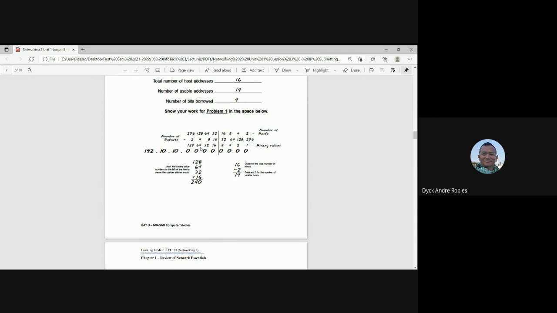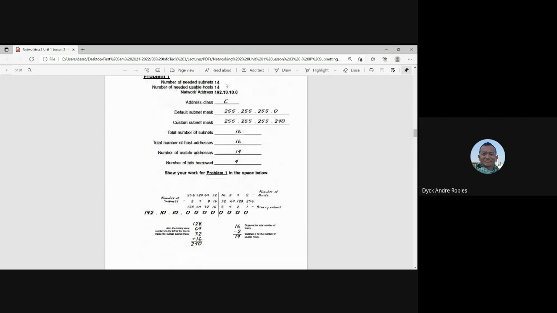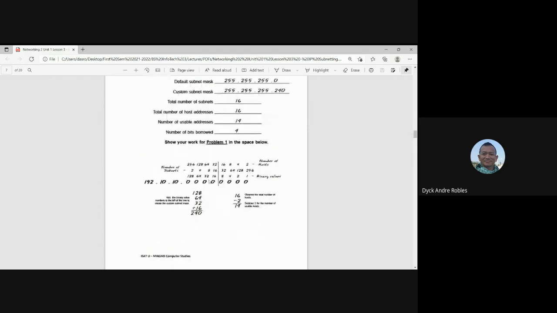Okay. So how do we solve our problem? The requirement is 14 and 14. So where does 14 fit? Starting from the left, in the number of subnets, or you can also determine it from the number of hosts requirement: 2, 4, 8. It can't fit here, because the requirement is 14, so that is not enough.